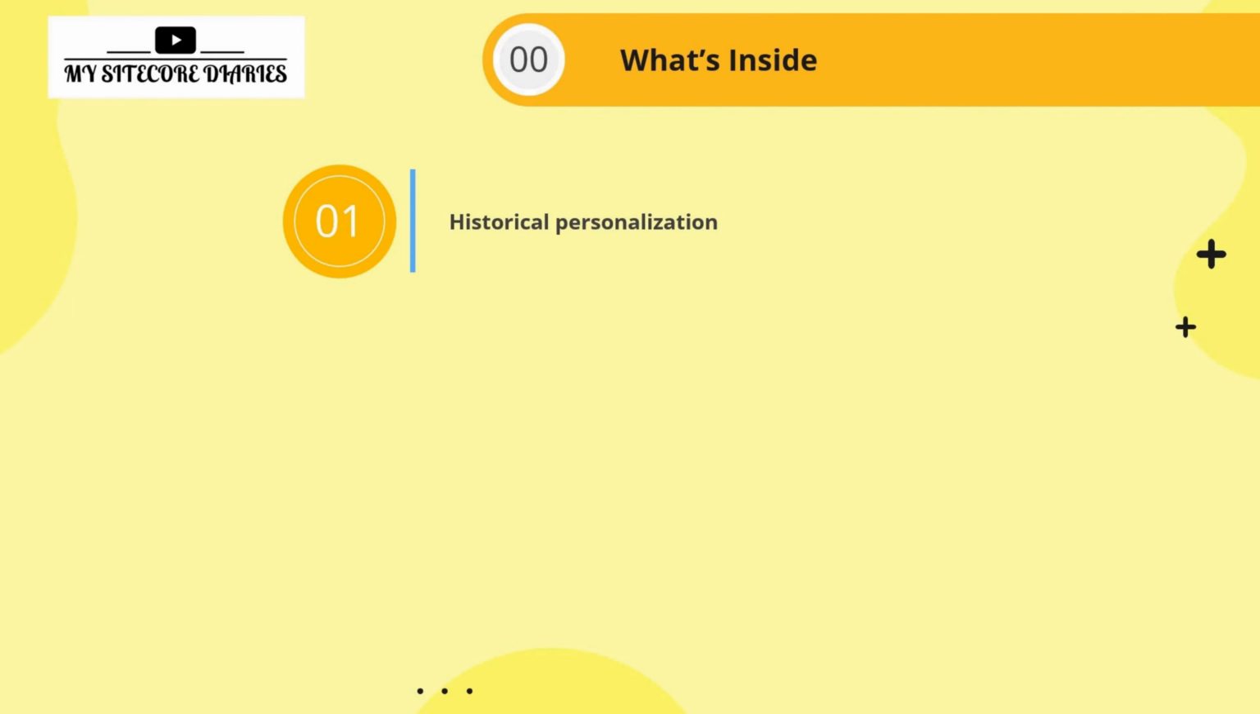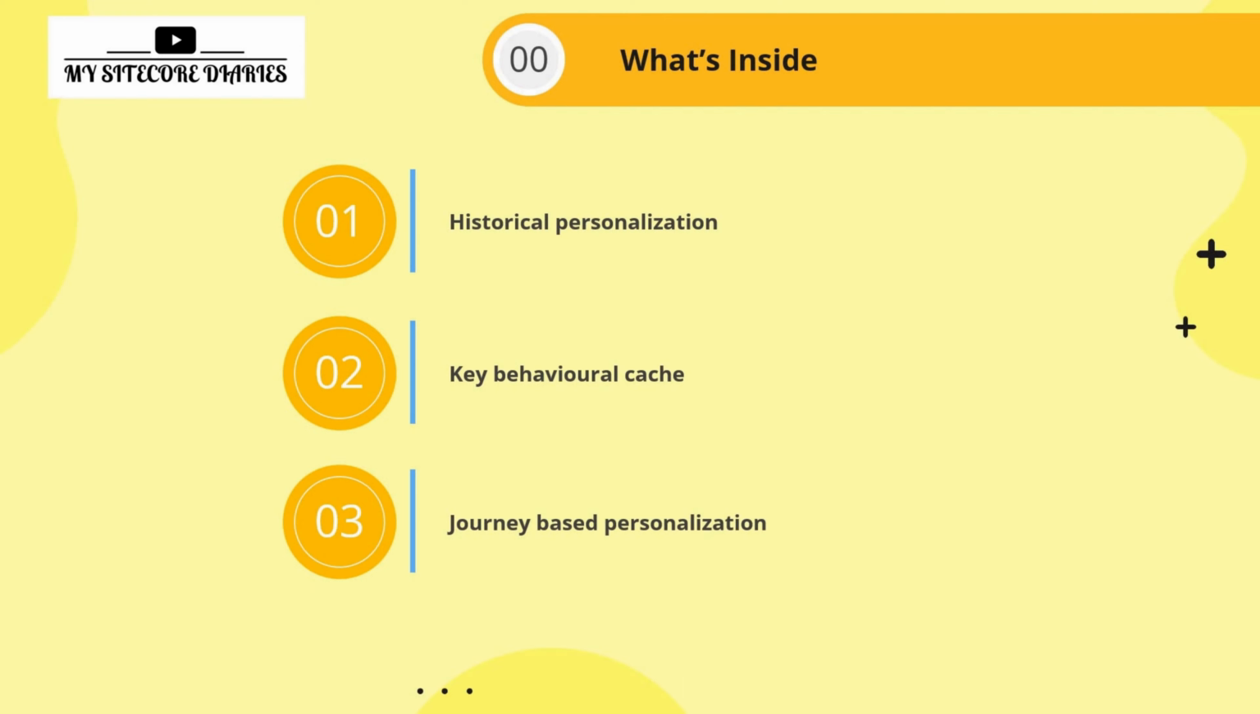In this video, we are going to cover the first thing, which is historical personalization. So we will see how we can implement historical personalization using the key behavior cache. Then we are going to see a sample example of journey based personalization.